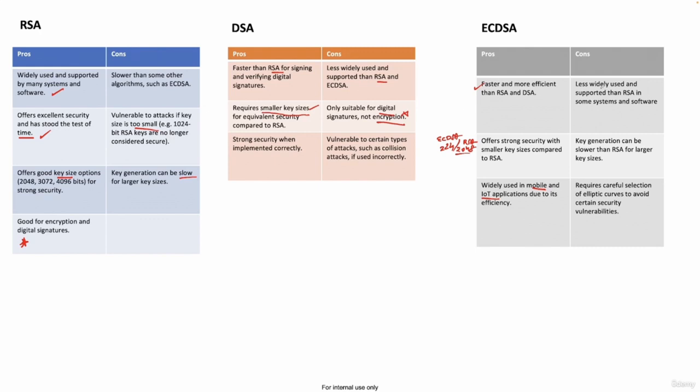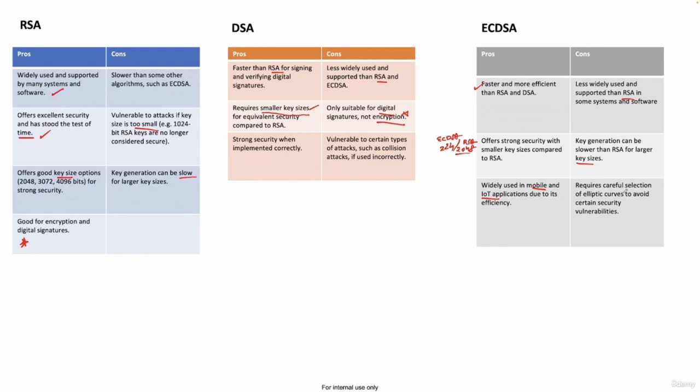There are certain cons. It is less widely used and supported than RSA. Again, we are comparing with RSA. Everything goes back to RSA, right? The Rivest-Shamir-Adleman algorithm. So it is less widely used and supported than RSA. The key generation can be slower than RSA for large key sizes. Again, the problem with ECDSA is that it's based on mathematical elliptic curves. If you're going for very big key sizes, then the key generation can be slower, right?